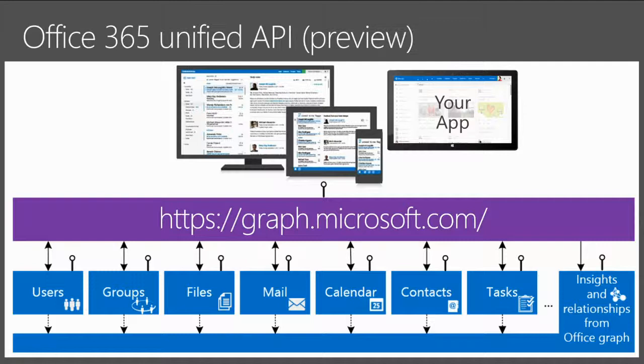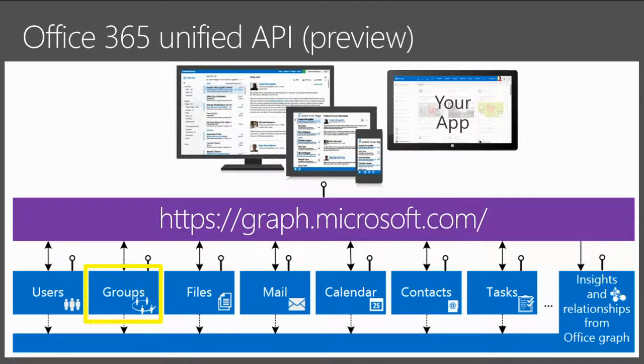So what you're seeing here is the bottommost layer from the last picture, which is the unified API. We've given a single endpoint, and underneath the covers, there are a lot of entities which the app can access. Users and groups, both of which reside in AAD, or at least the identities reside in Azure Active Directory. Files, which is OneDrive for Business. Mail, calendar, and contacts, which come from Exchange. Tasks, and Office Graph, which powers the Delve client.